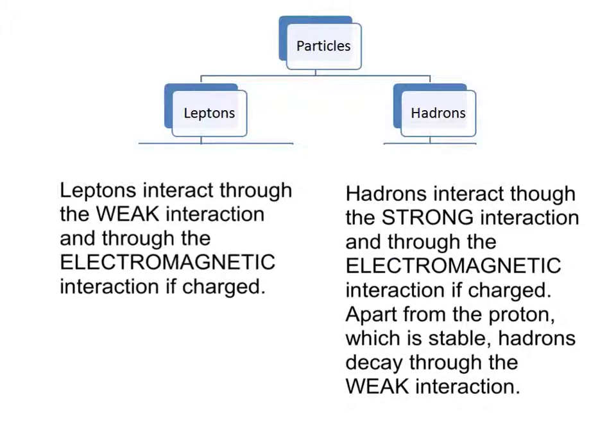So what else distinguishes leptons from hadrons? Well, it's also to do with the forces that they interact with. Leptons interact through the weak interaction and also through the electromagnetic interaction if they are charged. And then your hadrons interact through the strong interaction and, if charged, through the electromagnetic interaction.